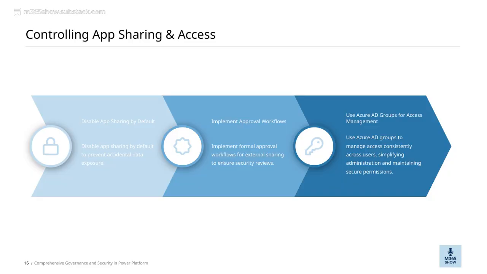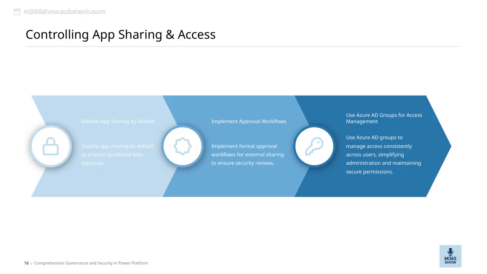Let's talk about controlling app sharing and access, which is a key part of comprehensive governance and security in the Power Platform. First, using Azure AD groups to manage access helps us maintain consistency across users. This simplifies administration because instead of setting permissions individually, we assign them at the group level. It also helps us keep permissions secure because we have a clear, centralized way to control who can access what.